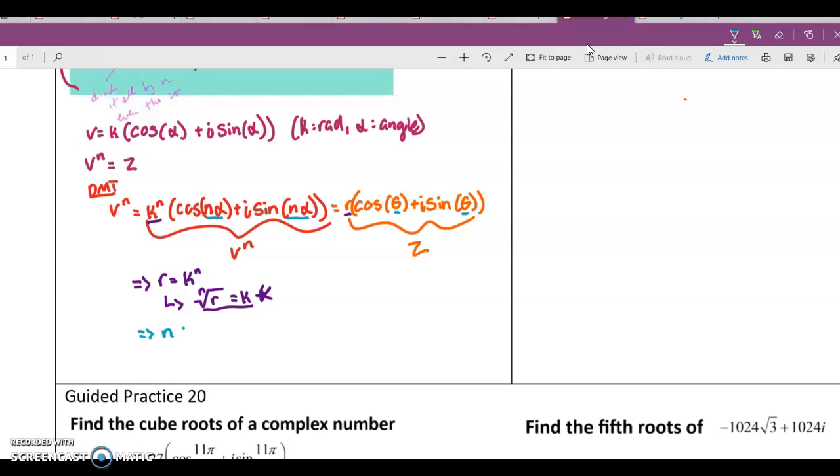So we can say n alpha is equal to theta. But remember, n alpha can be equal to any coterminal angle of theta. So if n alpha is equal to, I don't know, pi over 4, it's also equal to 9 pi over 4. And what would the next one be?